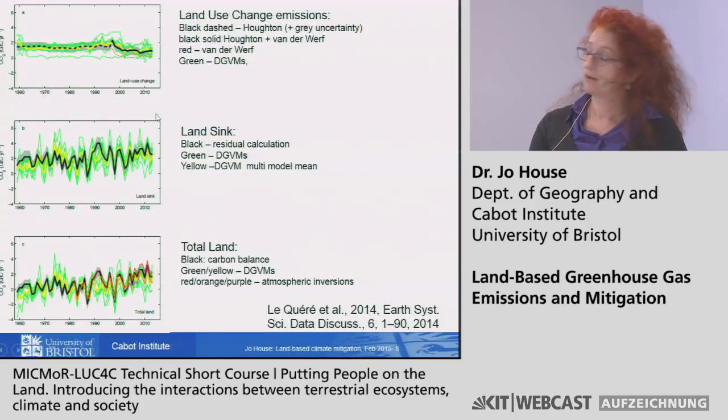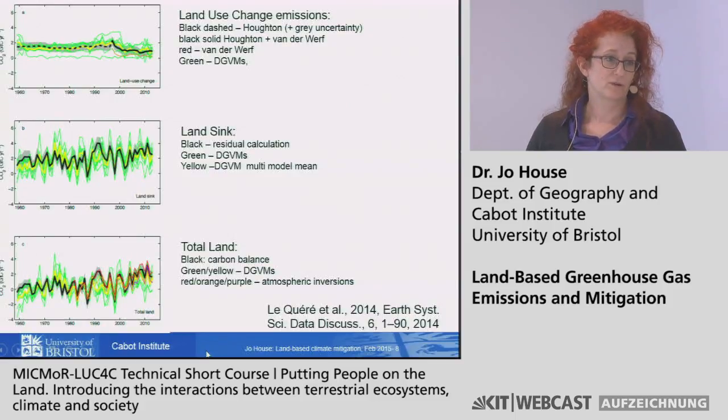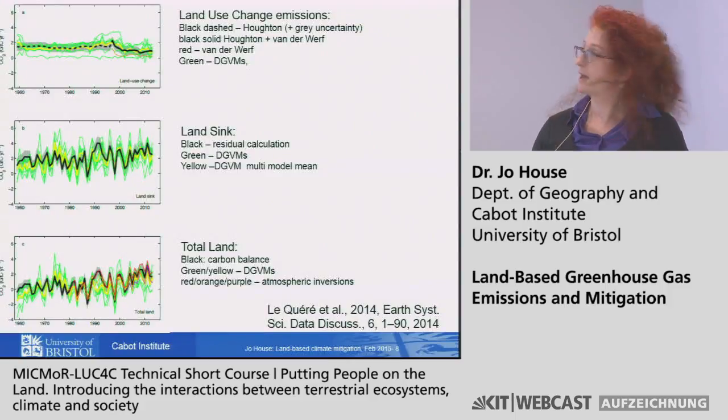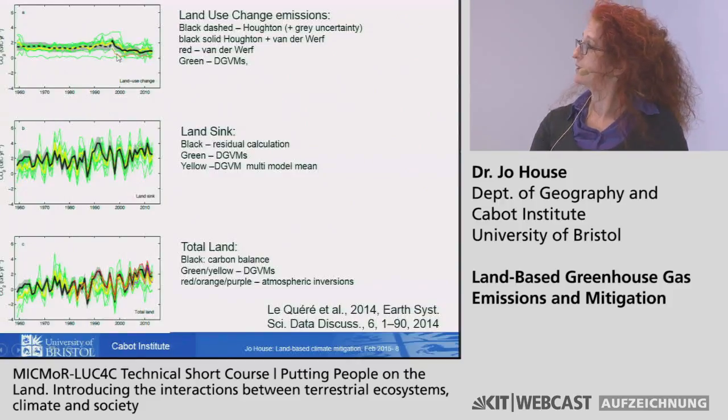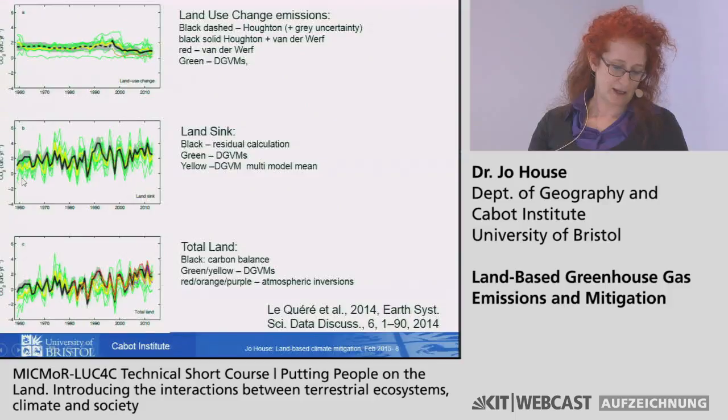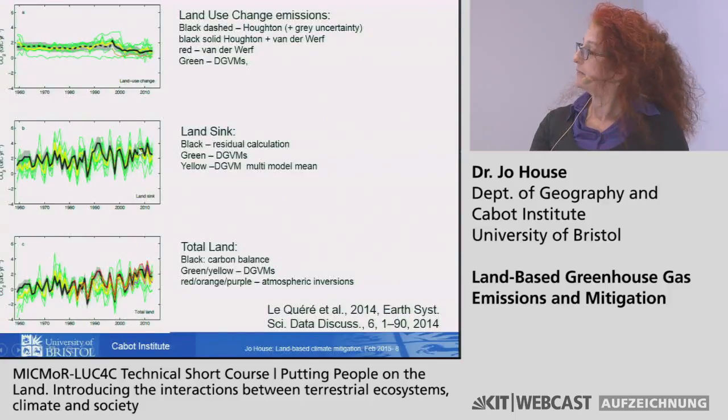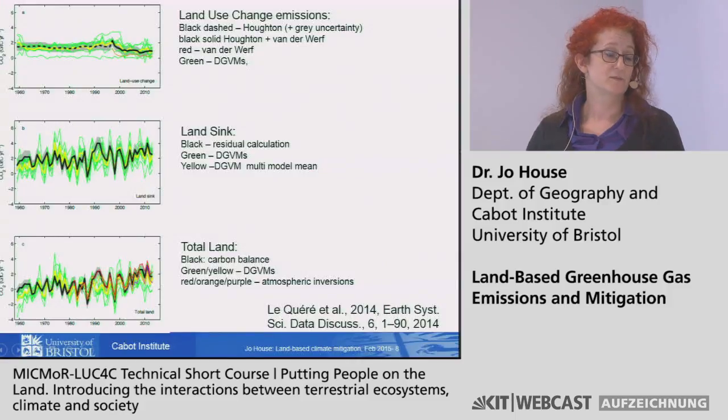All these green wiggly lines are the dynamic global vegetation models that you guys are probably more familiar with, like VISIT, JULES, LPJ-GUESS, LPX, and other models that make up all these little wiggly lines. So you can see there's quite a lot of uncertainty between the different methods. There's this range going on here, but Houghton is sitting somewhere more or less in the middle of the latest emissions estimates. And here's the land sink. The black line is the calculation we did with the Global Carbon Project of calculating it as the residual.